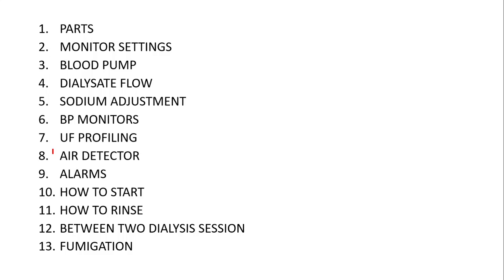part A, part B wire or the couplers, whatever are present in the machine, how it functions, the air detector, heparin pump, how to adjust the heparin pump. So these are all the headings you have to be aware of in the hemodialysis machine.